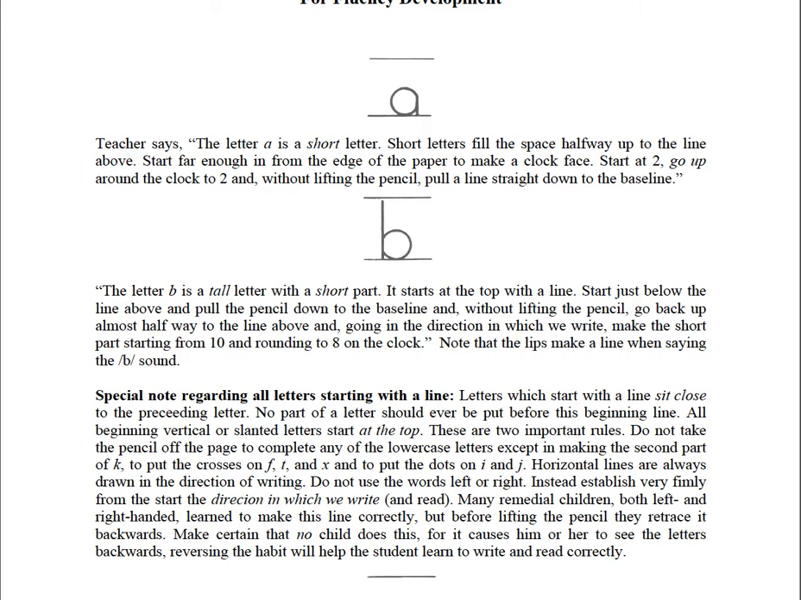Letter B. Here we go. What do you say? The letter B is a tall letter with a short part. It starts at the top with a line. Start just below the line above and pull the pencil down to the baseline. And without lifting the pencil, go back up almost halfway. So let me show you how you're going to do that. You're going to go down. Then you're going to go about halfway up to a point that's 10 o'clock on the circle. And you're going to go all the way around to 8 o'clock.